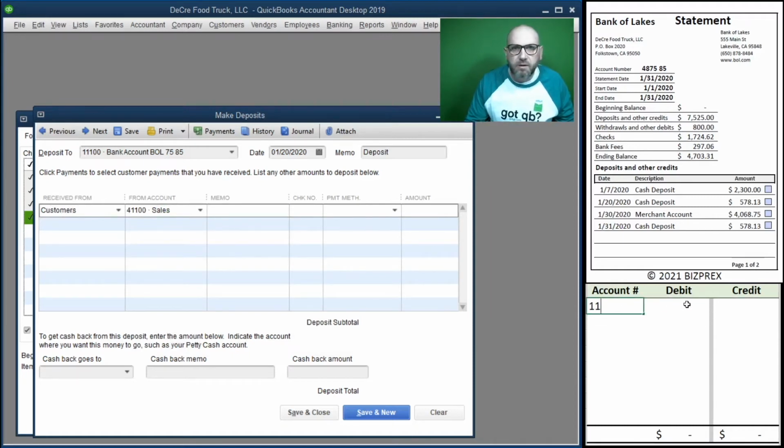So again, let's make sure we fully understand what's going on in terms of debits and credits. Our bank account is going up. All right, so it went up by $578.30. What else happened? Well, our sales account went up, and sales and revenue accounts go up when we credit them, right? So we're going to enter that amount right here. You see our debits and credits are in balance.